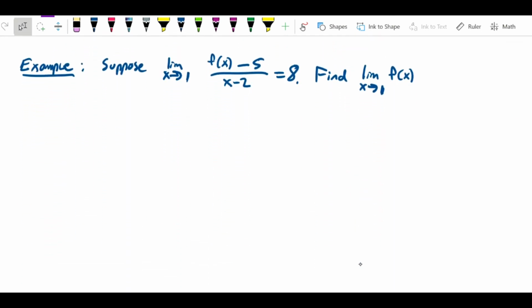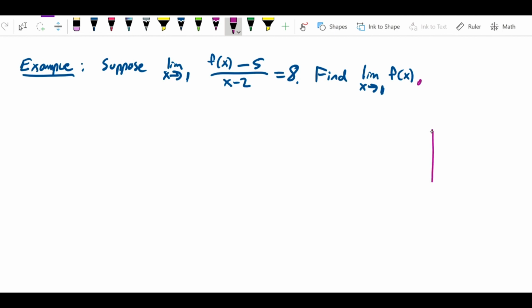So here's a little bit more abstract example of what you can do with the limit laws. Let's suppose the limit as x approaches 1 of f of x minus 5 over x minus 2 is equal to 8. What we want to do is find what the limit as x approaches 1 of f of x is. Now keep in mind, it looks almost like we're just trying to find f of 1, but we're not.